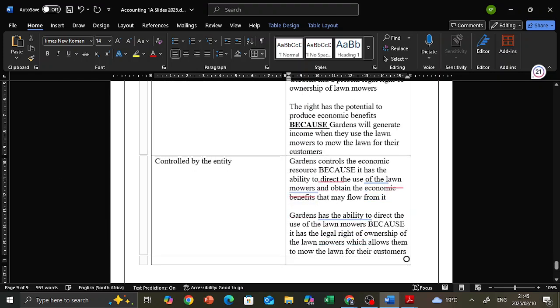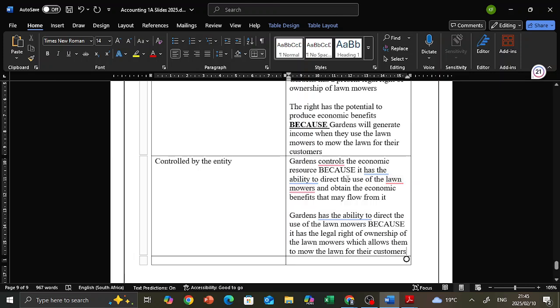Okay, so now when we speak about controlled by the entity, we're speaking about the fact that they control the economic resource. We have to name why they control the economic resource. Because they have the ability to direct the use of the lawnmowers, essentially use them however they please, and obtain economic benefits that may flow from that ability. Furthermore, Gardens has the ability because it has the legal right of ownership over the lawnmowers, which allows them to mow the lawn for their customers. Okay, that is a mouthful.